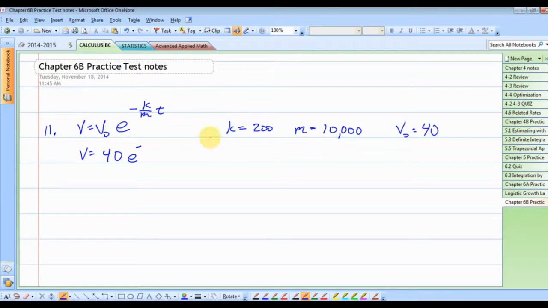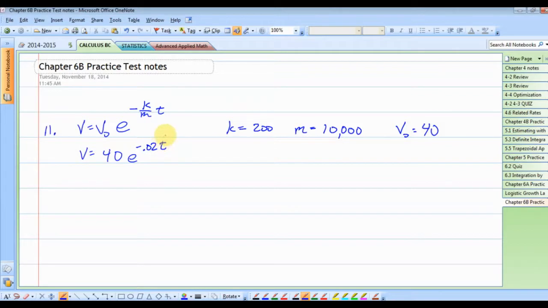It's a 10,000 kilogram truck. 200 over 10,000 is what? 2 over 100, which is 1 over 50. 0.02, I like that better. 0.02t. That's pretty cool.